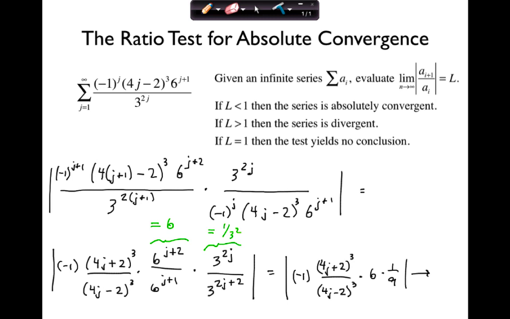Okay, you can check. I put my solution. This is my final thing that I got to. (-1) to the (4j plus 2) cubed in the numerator, (4j minus 2) cubed in the denominator, and then 6^(j plus 2) over 6^(j plus 1) is 6. And then here's where you have to get this right, or you're going to make the wrong conclusion in the end. So it's 3^(2(j plus 1)), which ends up being 1 over 9, not 1 over 3. Therefore, this whole thing goes to 2/3 as j gets big. Conclusion?